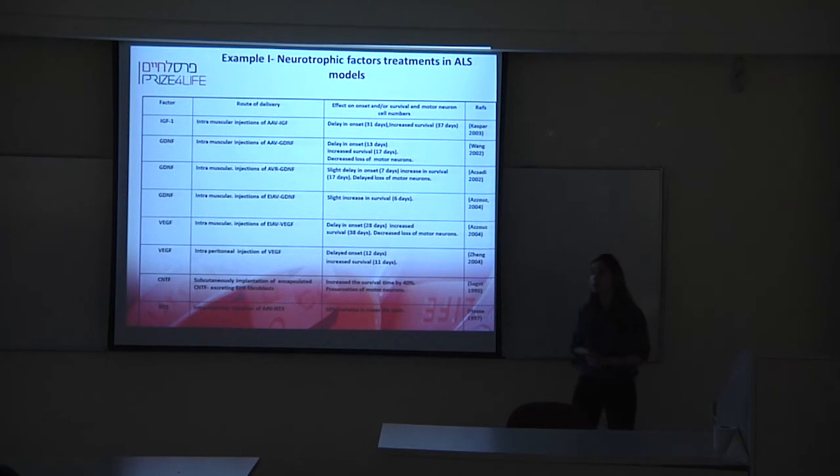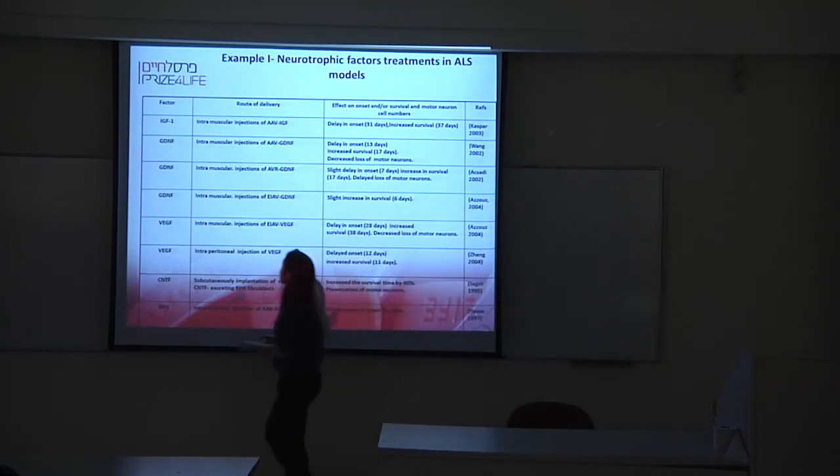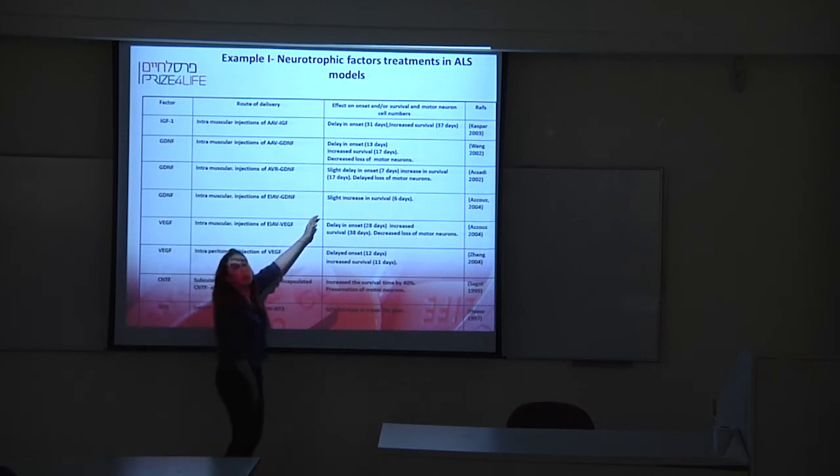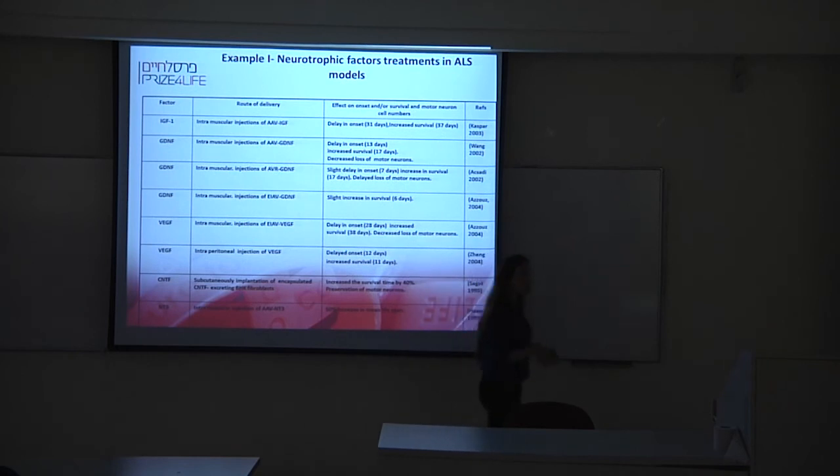And there have been a lot of studies on growth factors for ALS. You could see here different growth factors, how they were delivered, and what the effect was on the ALS mouse model. And some of them were really tremendous effects. Like you see here, for a mouse, a 33 days increase in survival. That's like his entire disease progression doubled. So these are really substantial effects.